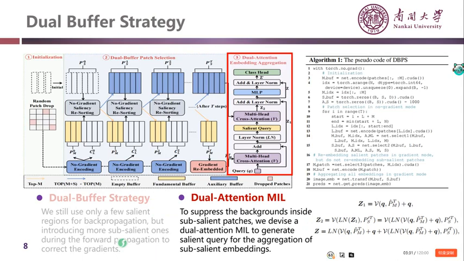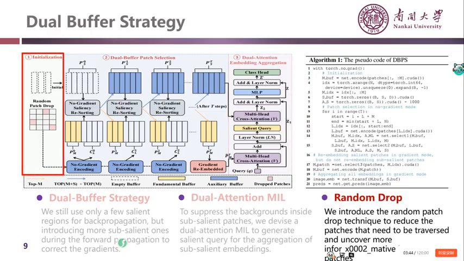And to suppress the backgrounds inside sub-salient patches, we devise a dual attention MIL to generate a salient query for the aggregation of sub-salient embeddings. Finally, we introduce random patch drop to reduce the patches that need to be traversed and uncover more informative patches.